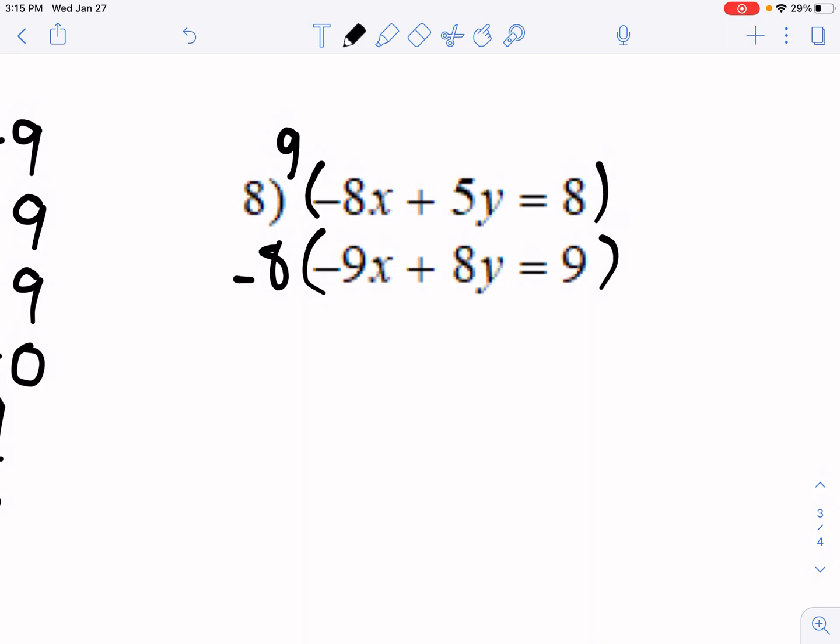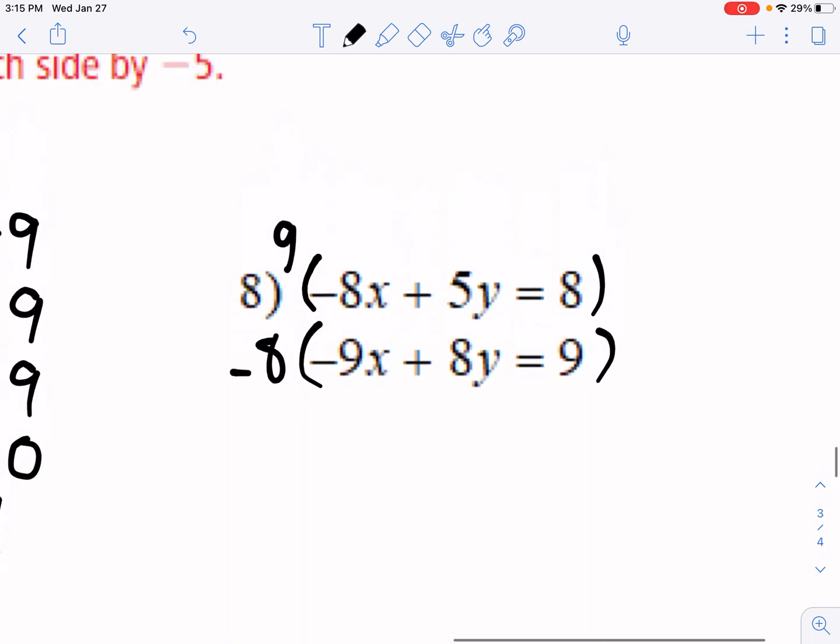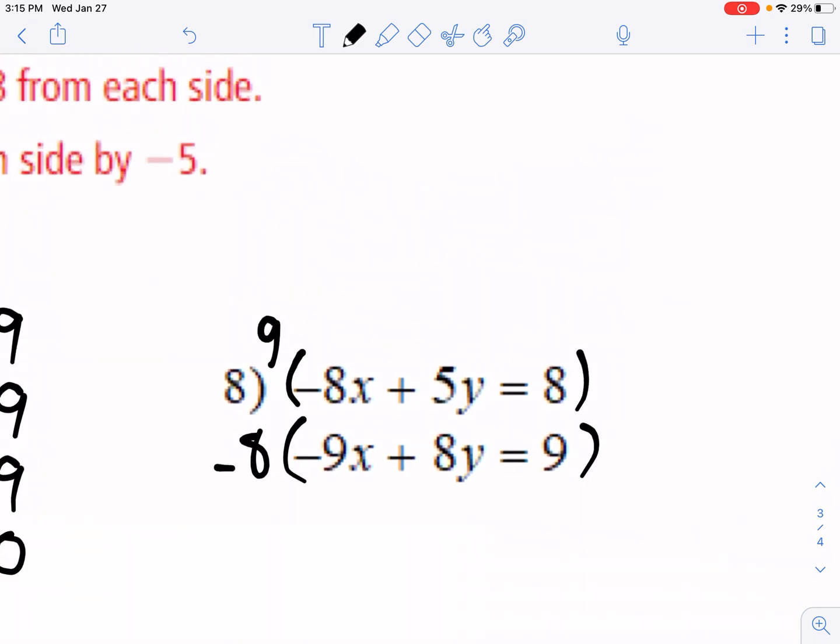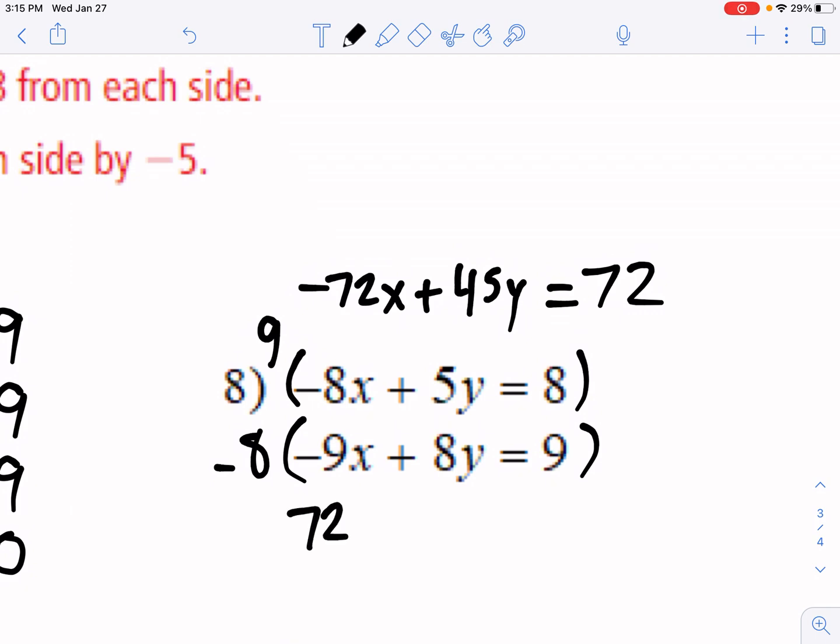Now I should have opposite coefficients. So let's multiply the top one first. 9 times the negative 8 makes negative 72x. 9 times 5 is going to give us a positive 45y. And then 9 times 8 is a positive 72. Then we are multiplying by the bottom here, and we have a negative 8 times a negative 9. Two negatives make a positive. Negative 8 times a positive 8 makes a negative 64y. And then negative 8 times 9 gives us a negative 72.